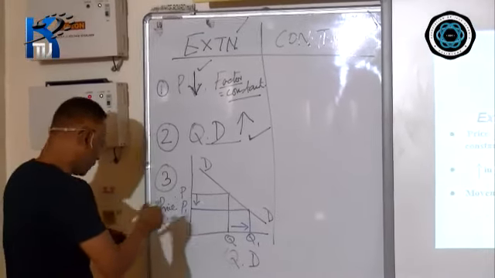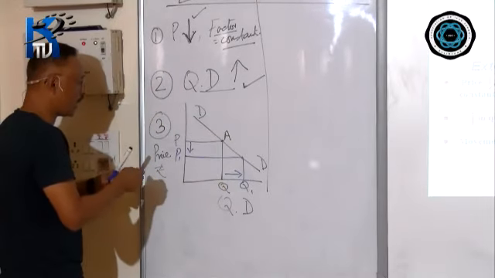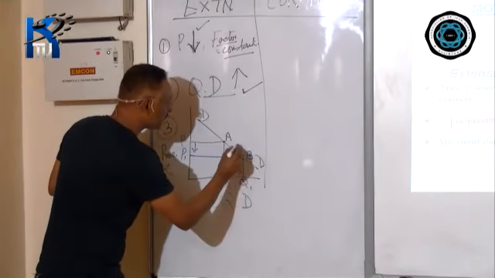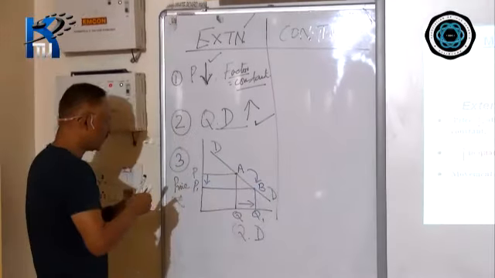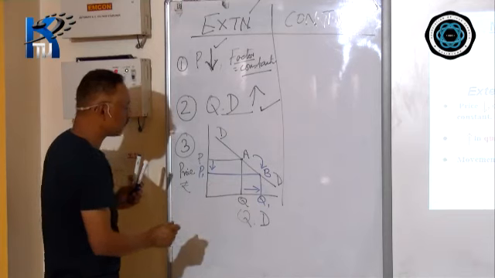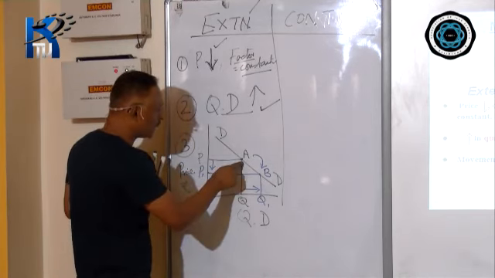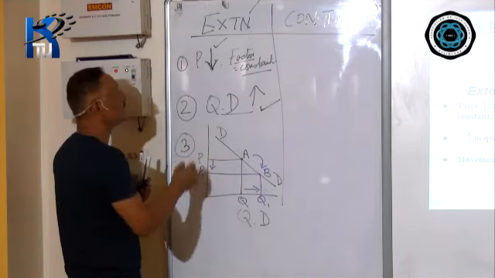Where were we? We were at A. Now where are we? We are at B. What has happened? When the price fell, the quantity demanded increased. Along the same demand curve, we moved from point A to point B. This is extension.